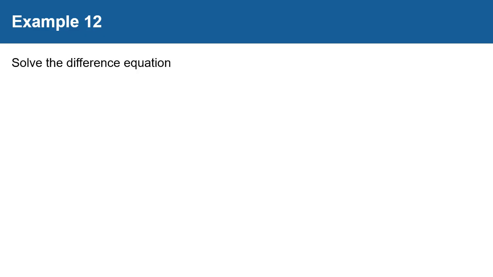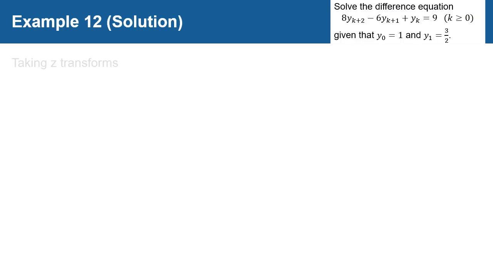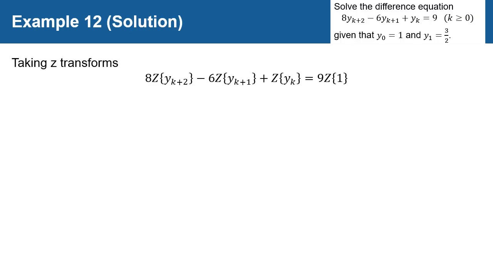Example: solve the difference equation 8y sub k plus 2 minus 6y sub k plus 1 plus y sub k is equal to 9, where k is greater than or equal to 0, given that y0 is 1 and y1 is 3 halves. Taking the Z transforms, we now have 8 times the Z transform of yk plus 2 minus 6 times the Z transform of yk plus 1 plus the Z transform of yk is equal to 9 times the Z transform of 1.